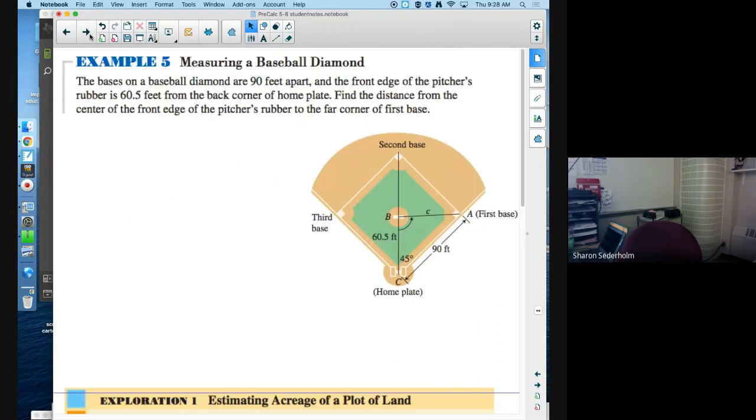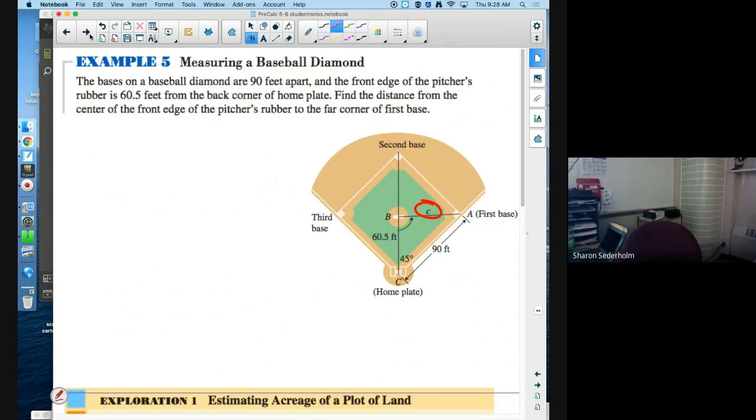And then they give us another one where the drawing's already made for us. But that's okay. In your homework, I remember a lot of them have the drawings already. It just shows you how you can use these. So the bases on a baseball diamond are 90 feet apart. So they already have that labeled there, but it'd be 90 feet all the way around there. And the front edge of the pitcher's rubber is 60.5 feet from the back corner. They already have that labeled for us right there. Find the distance from the center of the front edge of the pitcher's rubber to the far corner of first base. Well, they even put the angle on there for us.